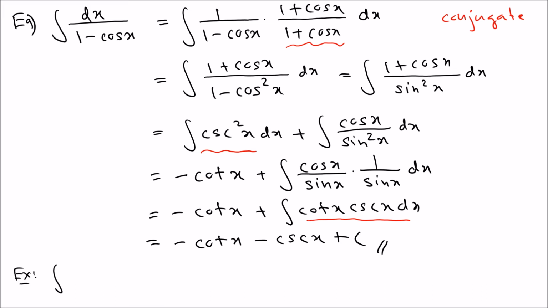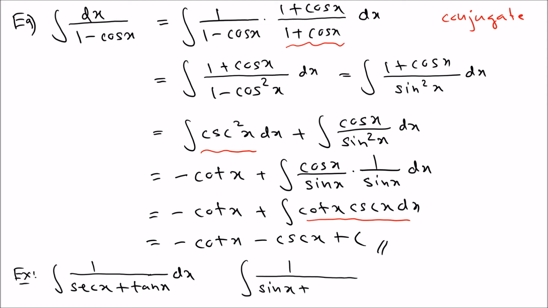One is 1 over secant x plus tan x dx, and also see whether you can do this problem. This is not exactly this, but you can still try some manipulation: 1 over sin x plus cosine x dx. Okay, so try to see whether you can do these two problems. The first one is easy. It's a conjugate problem, but the second one you need to think about how to do. Okay, so this is the end of trigonometric integrals.